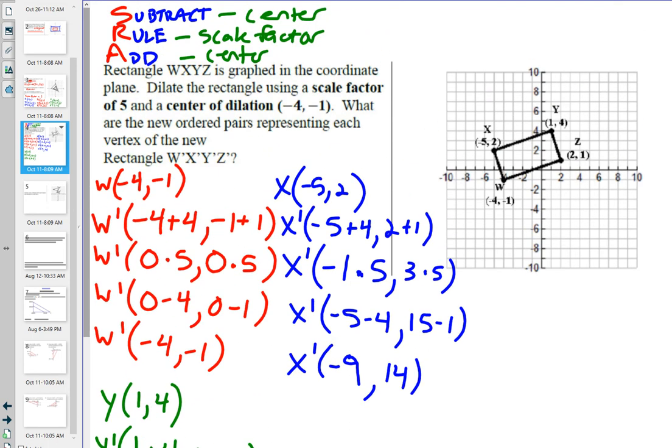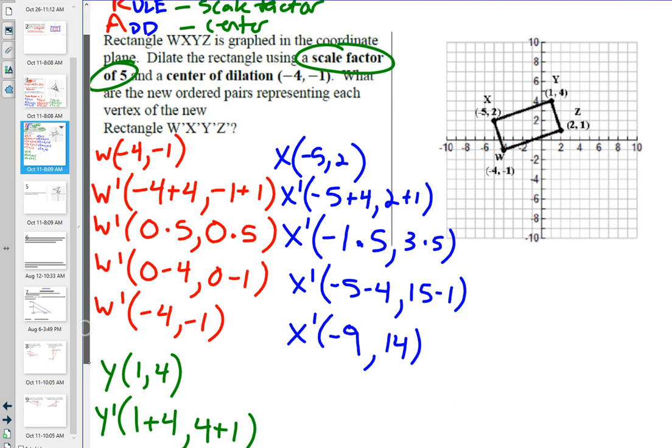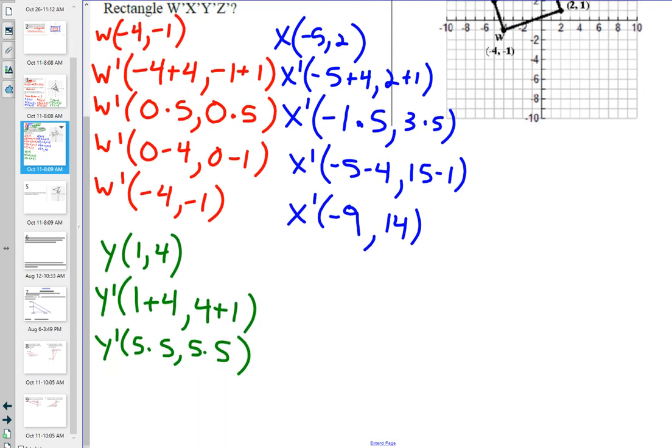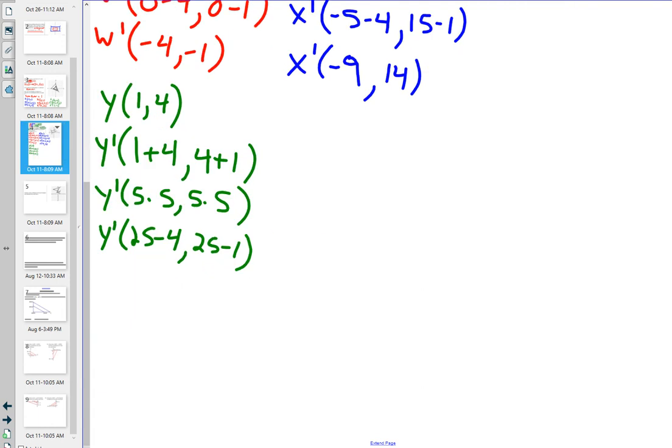That's the scale factor. Scale factor of 5. That's the R part, the rule. And then the last part is to add the center, but when you're adding a negative, that's the same as subtracting. So here we would get 25 minus 4, and then we would get 25 minus 1. So y prime ends up being at 21.